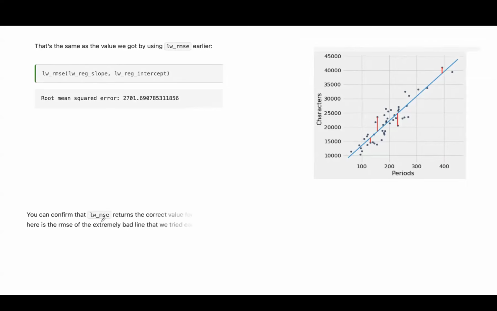You can also confirm that little_women_mse returns the correct value for other slopes and intercepts too. For example, here's the root mean squared error of the extremely bad line that we tried earlier. If you pass in negative 100 and 5,000 and take the square root of it, then it generates 16,710, which is a very, very large number.